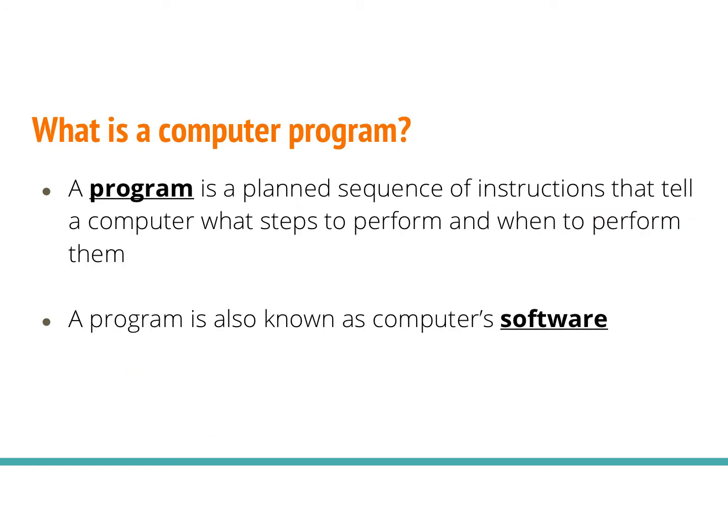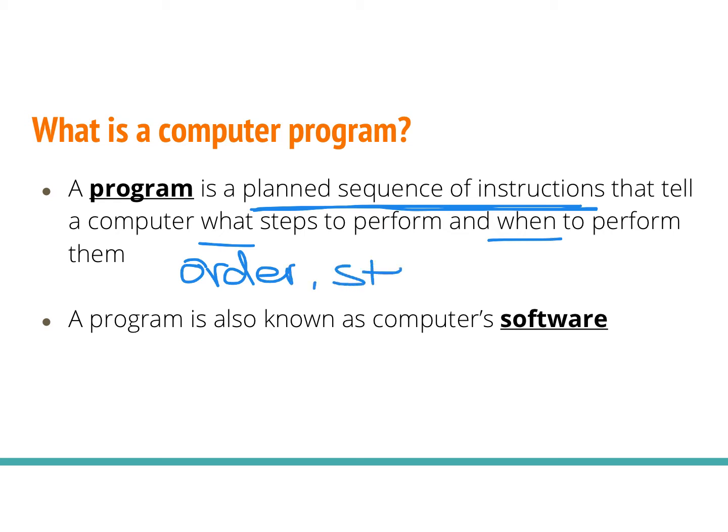So now that we've mastered what a computer can do, let's talk about a computer program. And a computer program is a planned sequence of instructions. So these are the instructions that we're going to write when we create our own computer programs. And computer programs tell computers what to do, so what steps to perform, and when to perform them. So it gives an order, and then it gives the actual steps that need to be performed.